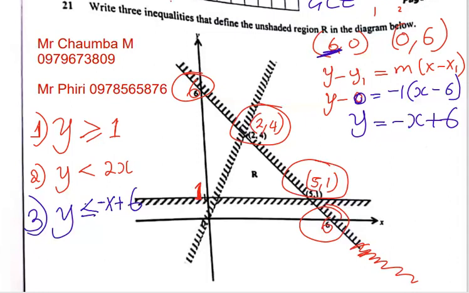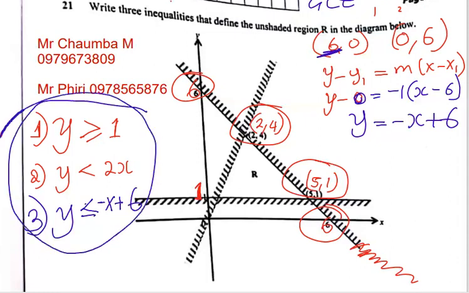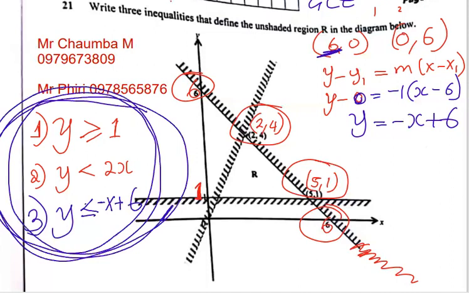These are the inequalities that they want you to write, the 3 of them, in order for you to get 5 marks. So these are the ones that you need to give us. I hope this is okay and helpful in one way or the other, if not in both ways.